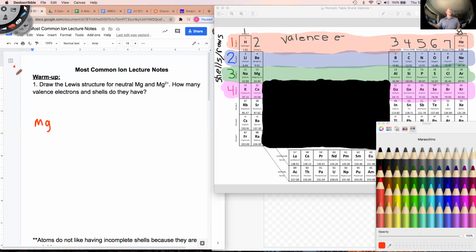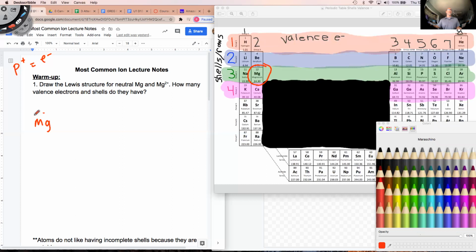And remember, when something's neutral, the number of protons equals the number of electrons. Why? Because there's no charge on this atom overall. The protons cancel the electrons out. So the magnesium that we're going to be working with is right here. This magnesium has 12 protons and 12 electrons. And so what we want to do is look and say, well, how many shells does this have? Well, it looks like we have 3 shells.